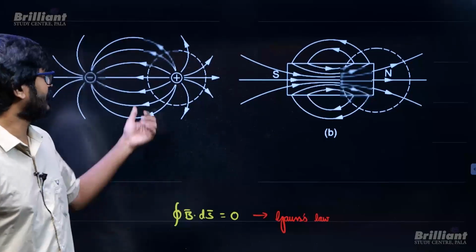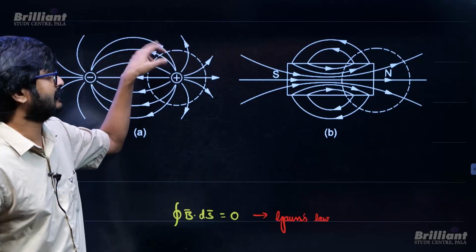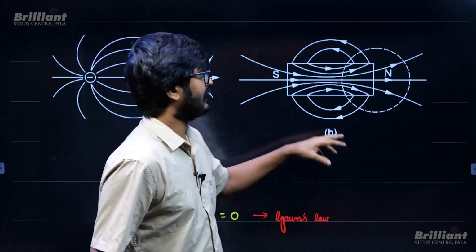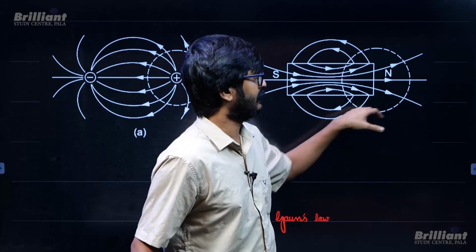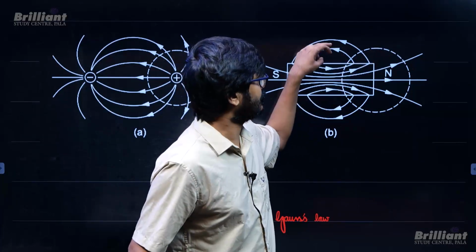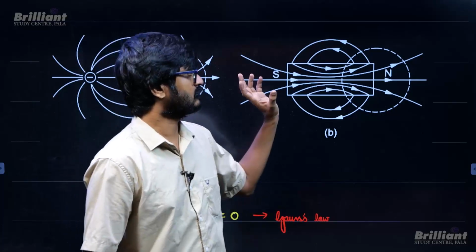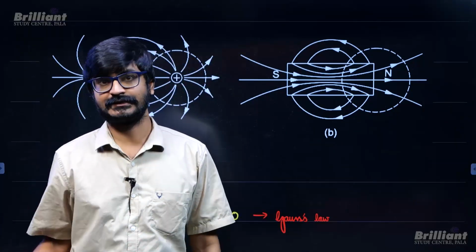So field lines due to an electric dipole are going to look like this. If you take any Gaussian surface, net flux is positive, so total charge enclosed is positive. But if you take a bar magnet, field lines are closed. So if you take any Gaussian surface, then flux entering equals flux leaving, so total flux is 0. So total magnetic charge enclosed is 0. The other way of saying it is magnetic monopoles don't exist.